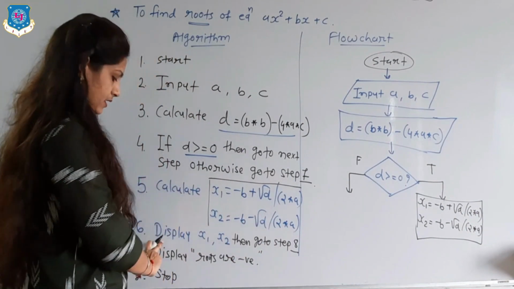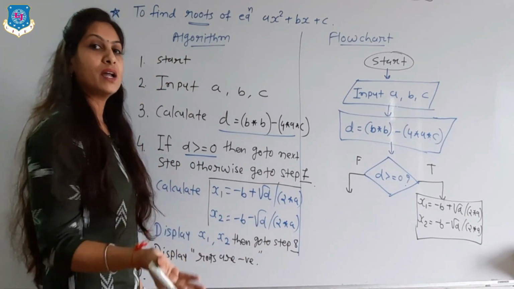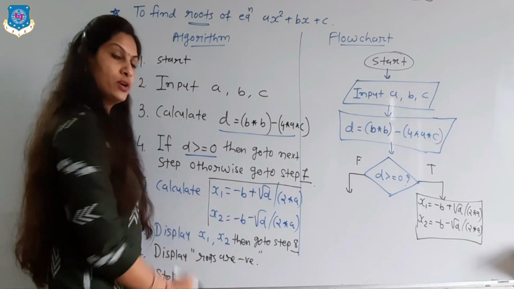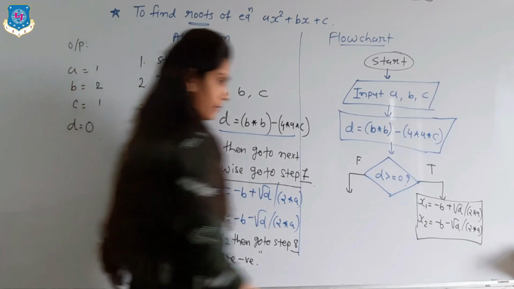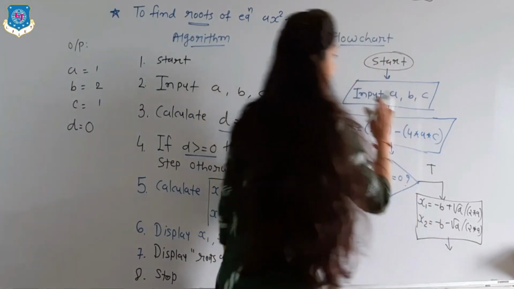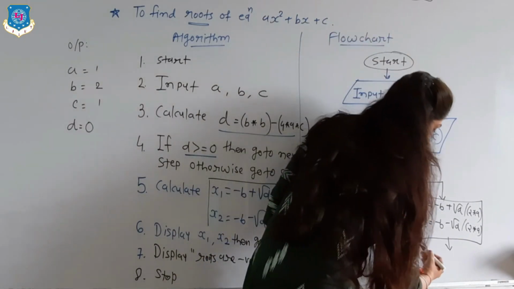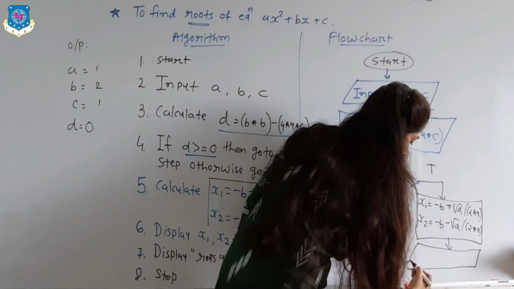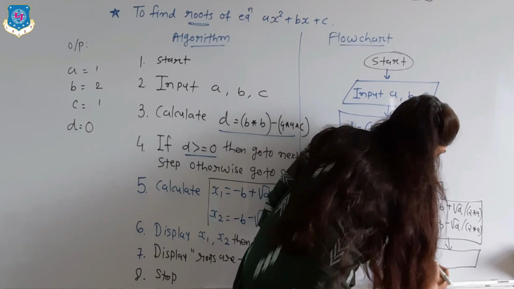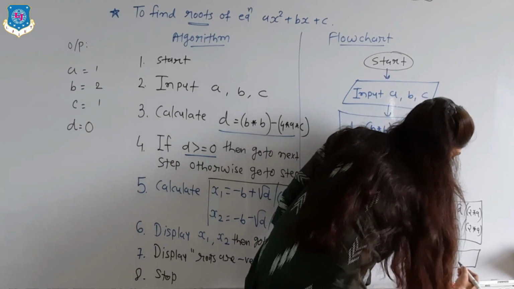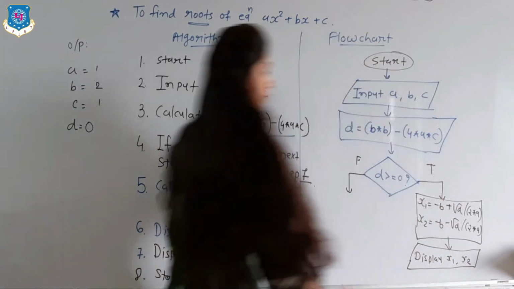After the 5th step, now the display is nothing but output, and for output which symbol do we have to use? Parallelogram. For input and output both have the same symbol. So here the output is display x1 comma x2.